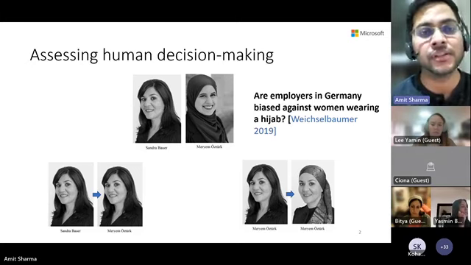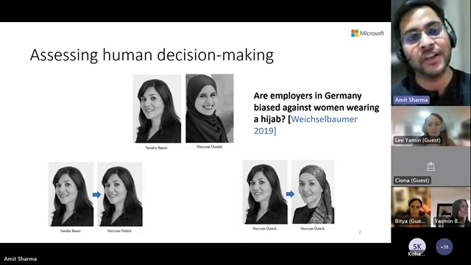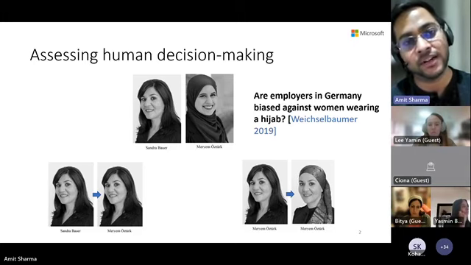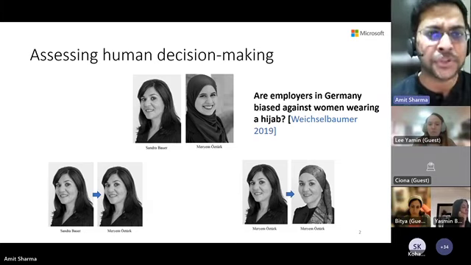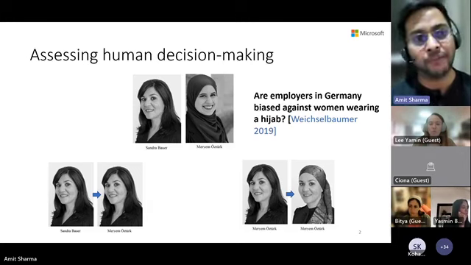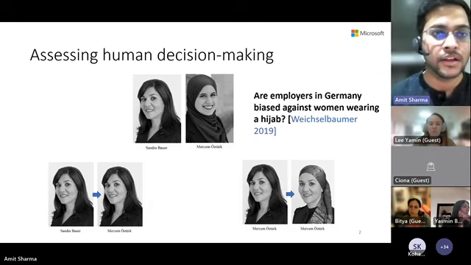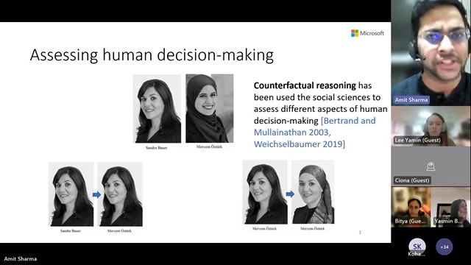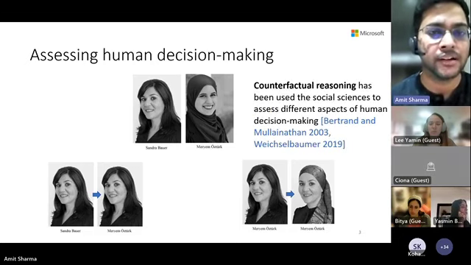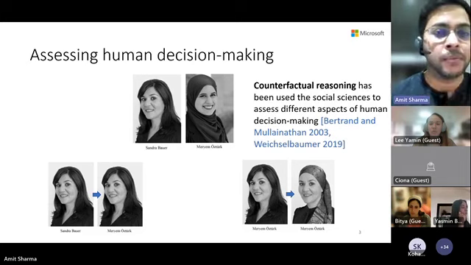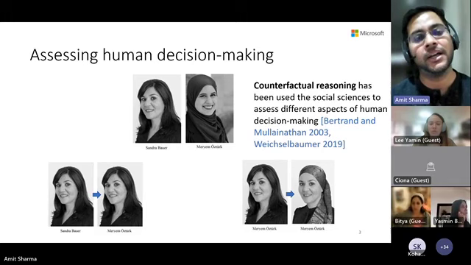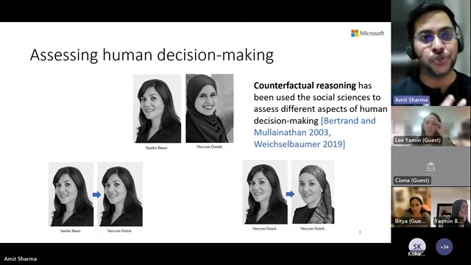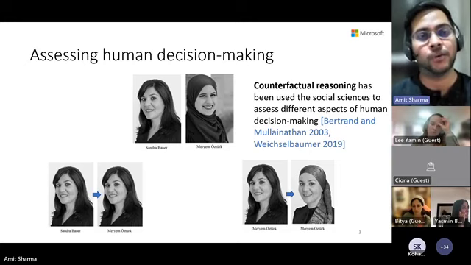And similarly, in this study, what the researcher did was that they had the same woman either wear a hijab or not. And then they were able to find out whether there was a difference in job response rates if you changed only the hijab, but kept everything else constant in the CV. In this study, unfortunately, they did find that there was a bias. And I'd point you to this study if you want to learn more. But this has been a mainstay of a lot of social science research in how we think about human decision making and how we make assessments about what might be going on.